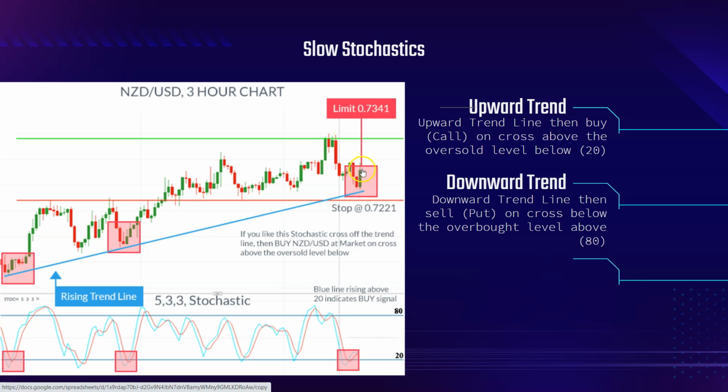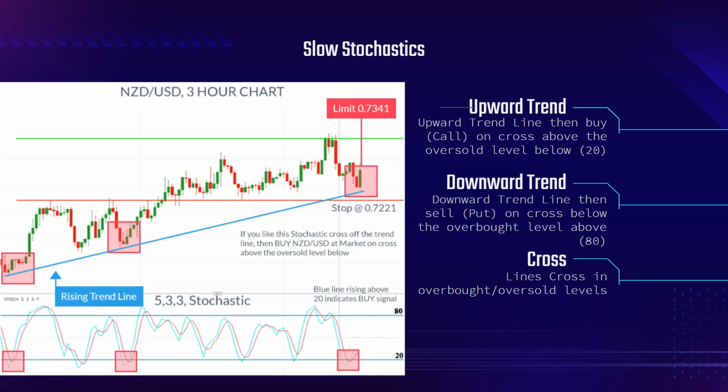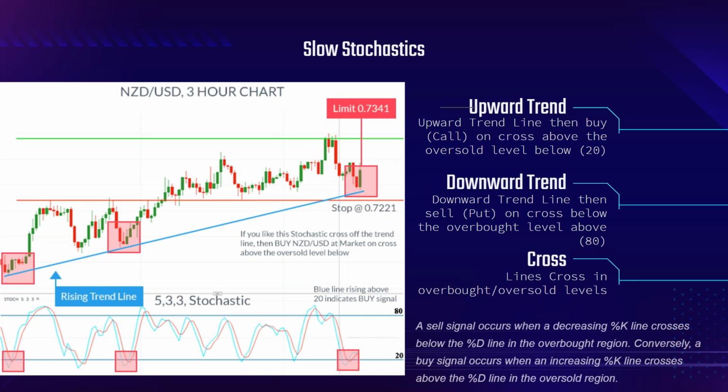Okay. So this is a very good indicator. When the lines cross in overbought and oversold levels, that's when we're going to place our trade. A sell signal occurs when a decreasing percentage K line crosses below the percentage D line in the overbought region. Conversely, a buy signal occurs when an increasing percentage K line crosses above the percentage D line in the oversold region.